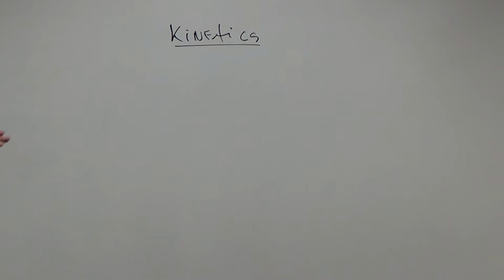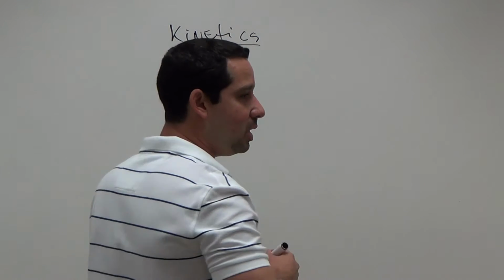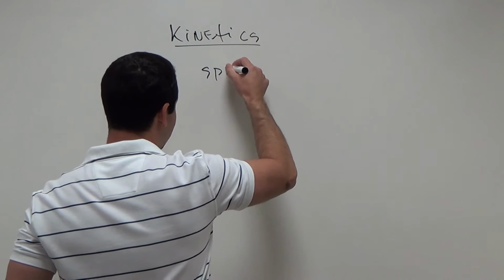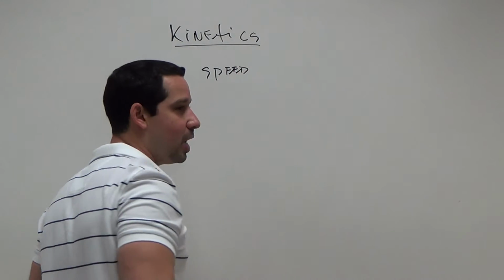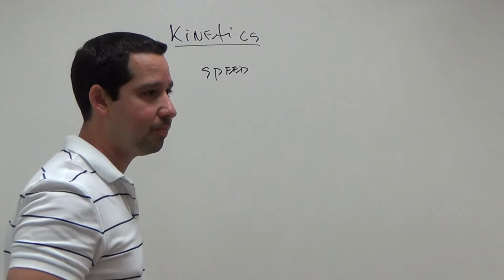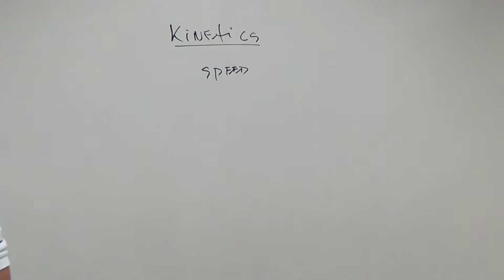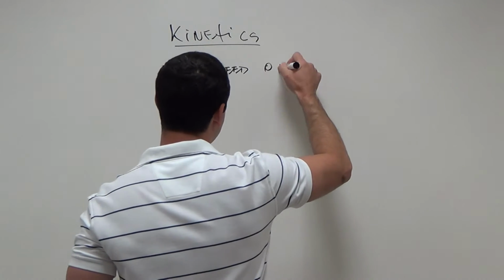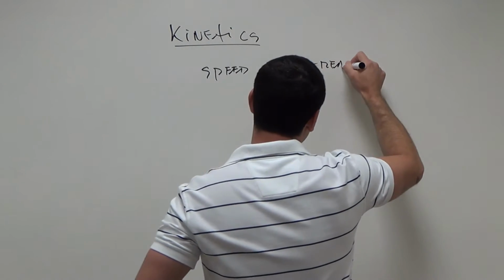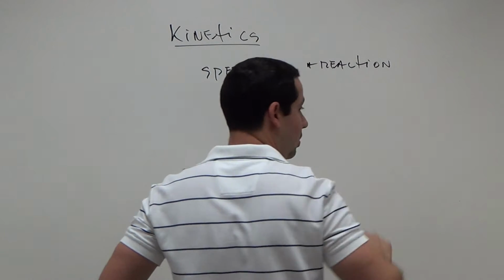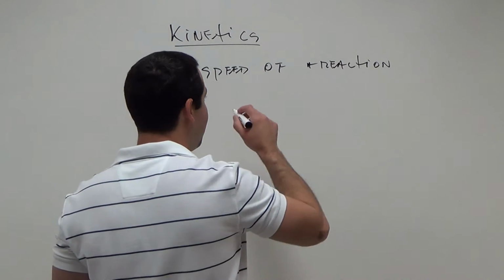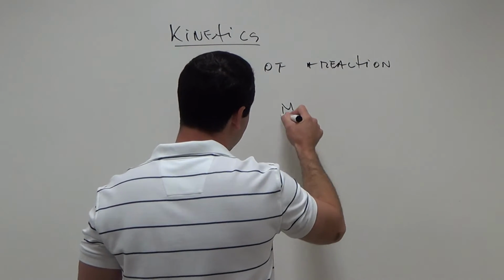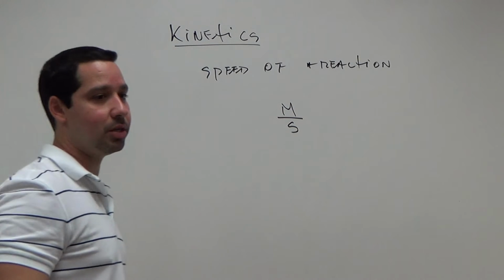Now, can the units for the speed of a reaction be distance divided by time? Does a reaction run a certain distance? No. What does a reaction have that you are used to looking at? It has concentration, yes? And concentration divided by time is the speed of a reaction. So the units for speed of a reaction are molarity divided by seconds.